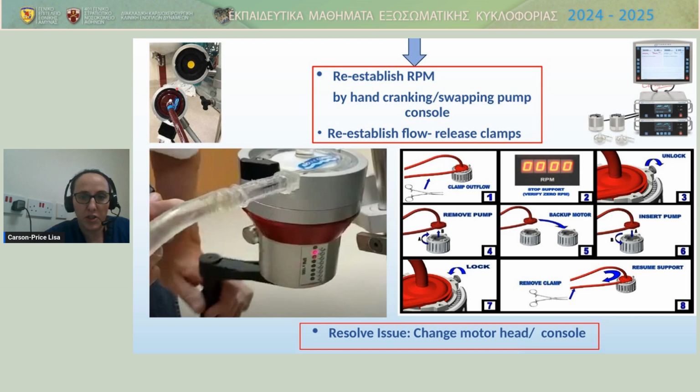So many systems come with hand cranks, so that's great. But if you have a system that doesn't have hand cranking to re-establish those flows, then you have to literally swap the console. So in the case of anybody that has a CentriMag system at the top, you always have to have 2 consoles available.